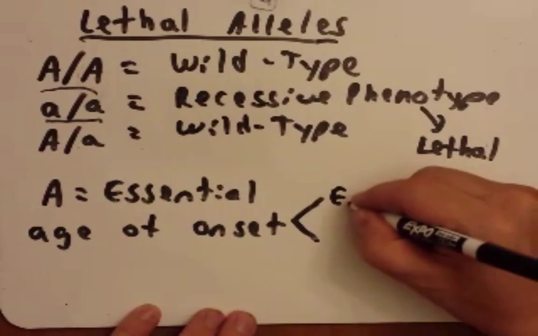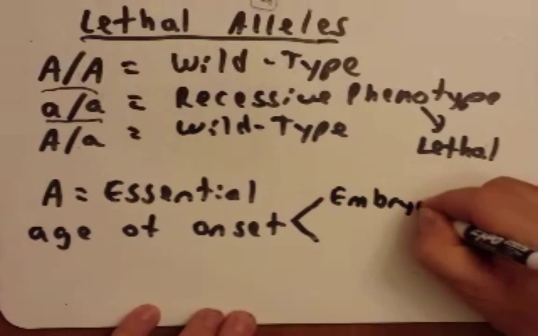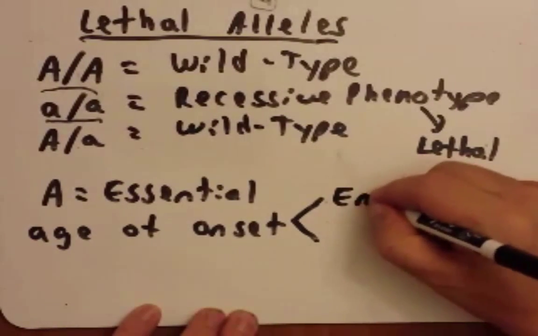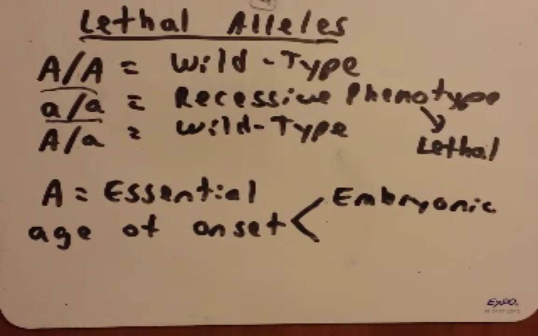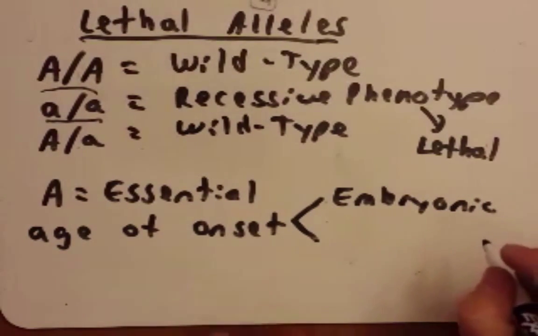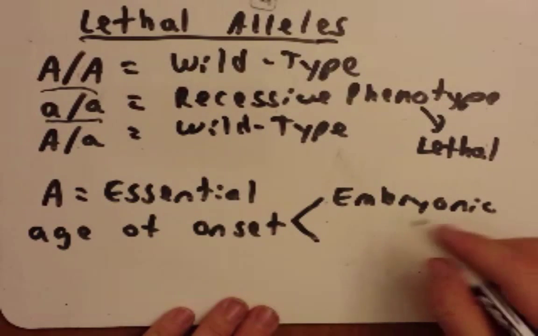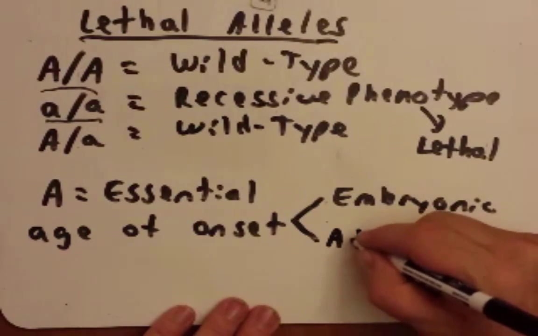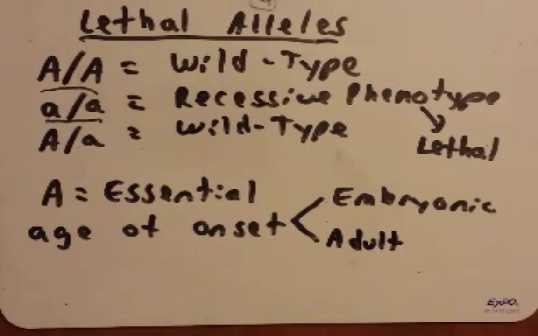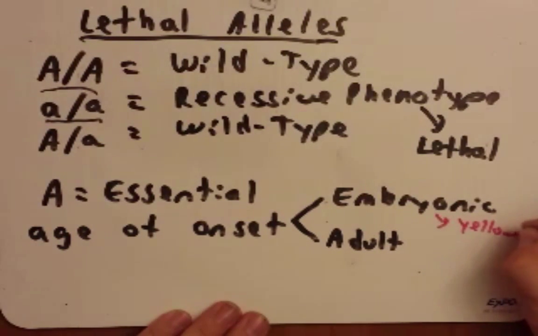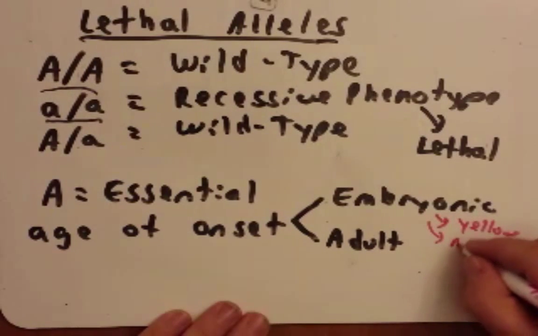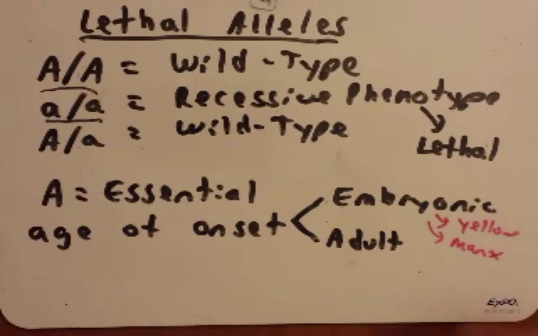It could be an embryo. It could be embryonic lethality, meaning that it occurs before development or during early stages of development. Or it could be something that happens as an adult or sometime after the birth of the child. So for instance, embryonic lethality, we'll talk about some examples of this, but one would be the yellow phenotype in mice. Another example would be the Manx cat, which you might have seen before, the tailless cat.